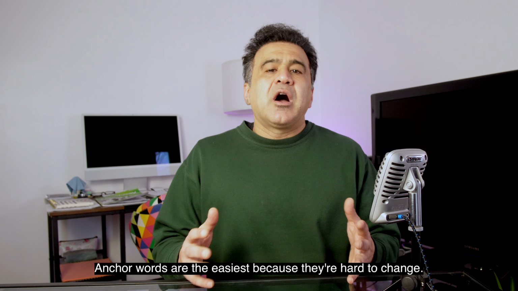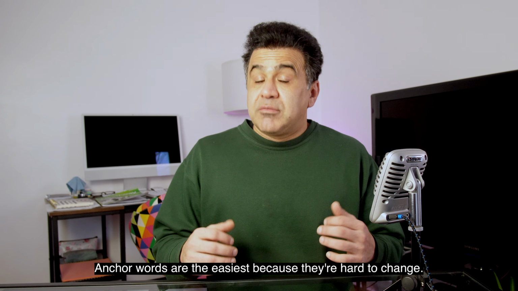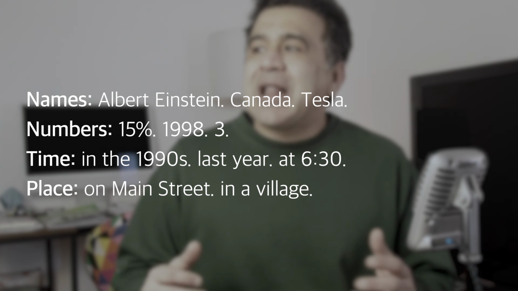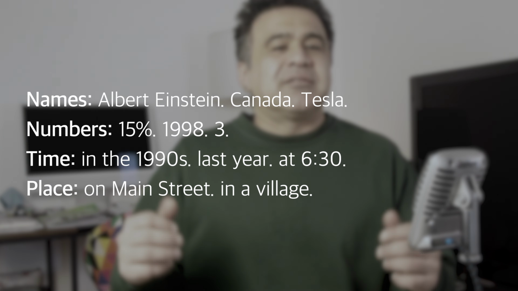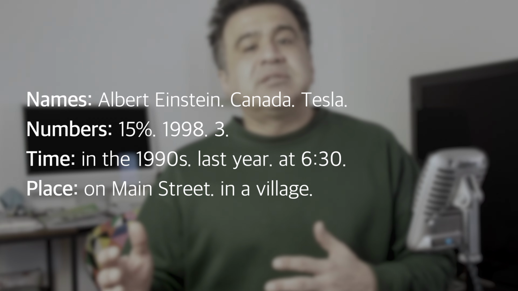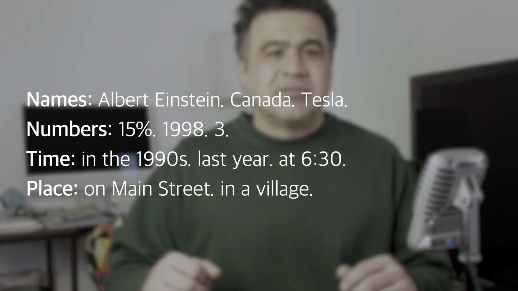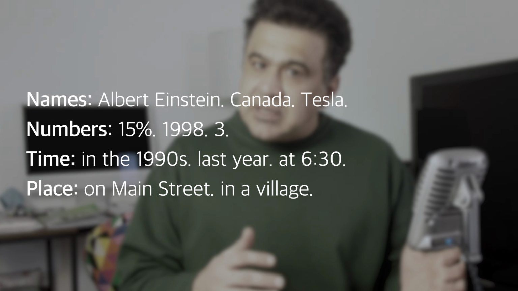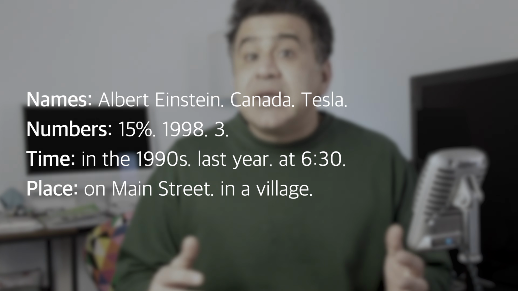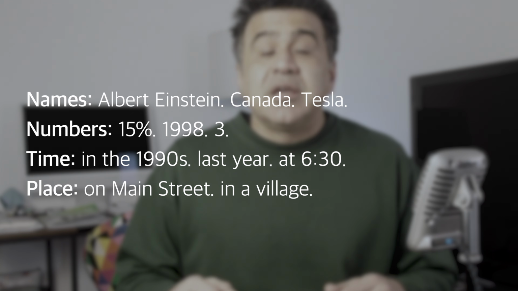Anchor words are the easiest because they're hard to change. They anchor you to one exact point in a text. Think names like Albert Einstein, Canada, Tesla. Numbers: 15%, 1998. Time: in the 1990s, last year, at 6:30. Or place: on Main Street, in a village.